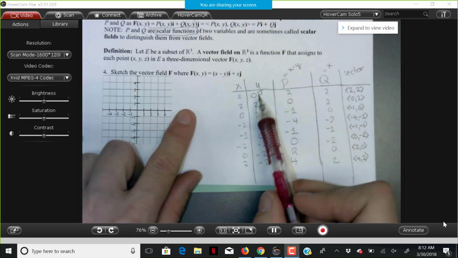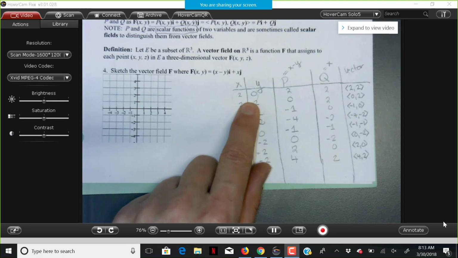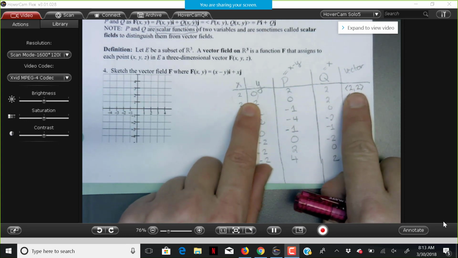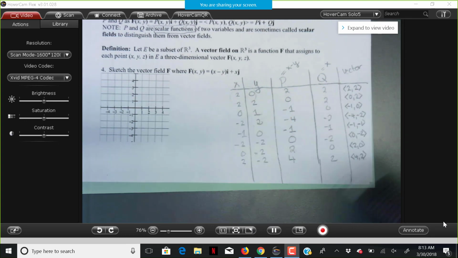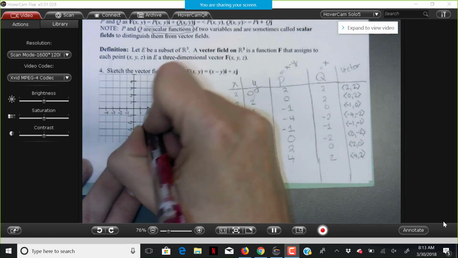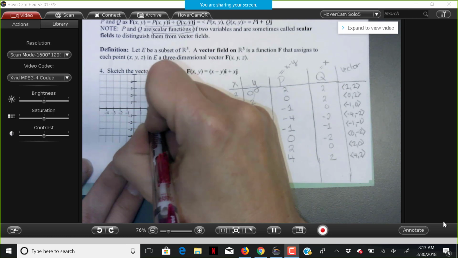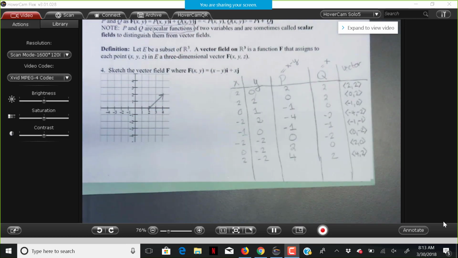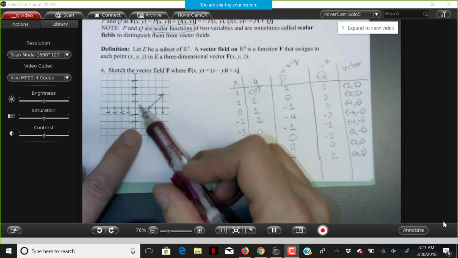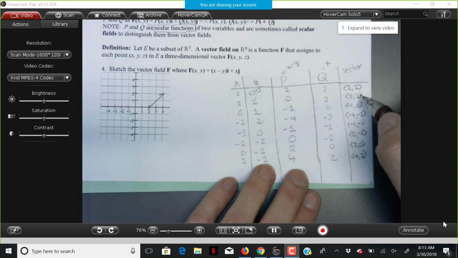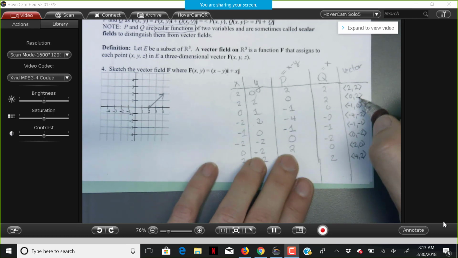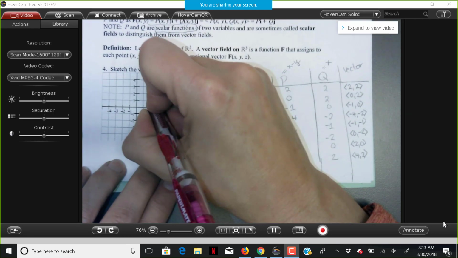Okay, so we go to the point 2, 0, and we draw in the vector 2, 2, which means we go right 2 and up 2. So here's 2, 0, and we go right 2, up 2. And then at the point 2, 2, we have the vector 0, 2, which doesn't go left or right, only goes straight up 2.